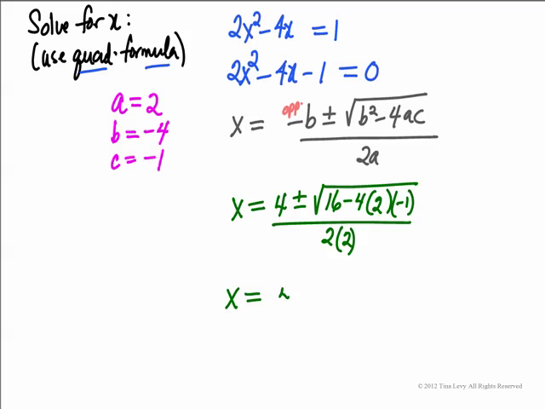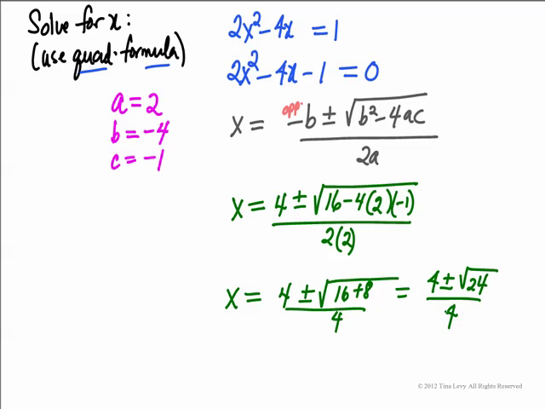Now in working this out, I get x is 4 plus or minus the square root of 16 minus a minus, a minus is plus. So this is 16 plus 8 all over 4. So this is 4 plus or minus radical 24 over 4. I can't leave radical 24. I have to go through and simplify the radicals, think about what pairs come out of jail, all that.